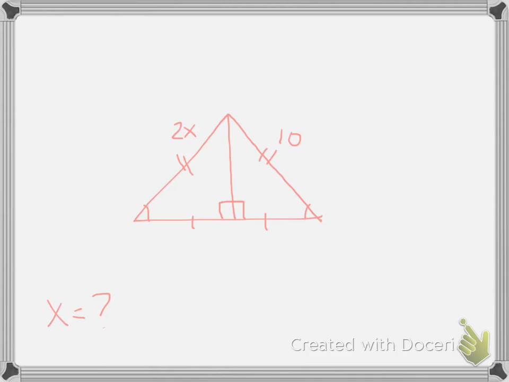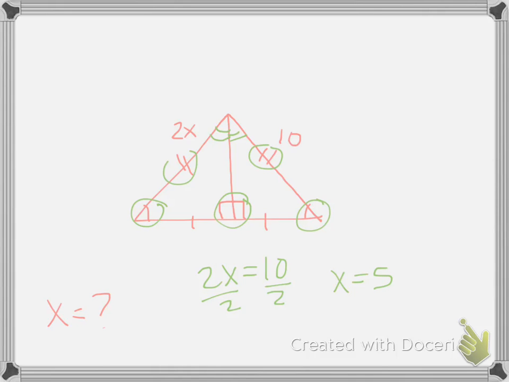Okay, so here's my next one. I have these two being the same, these two being the same, so we automatically know that these two are the same. I also know that these two lengths are the same. So if they're the same, we can set them equal to each other because they're congruent. So 2x equals 10, divide by 2, x should equal 5. So both lengths are 10, so my x is 5.